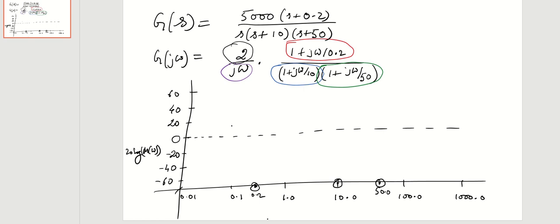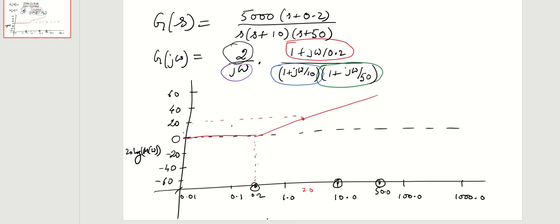Now, when we want to draw the red one, what happens for the red one? It comes all the way up to 0.2 and then takes off. So this is 0.2, then somewhere here is 2.0, which is 1 decade above 0.2, so it should be at this. So this is corresponding to this term.